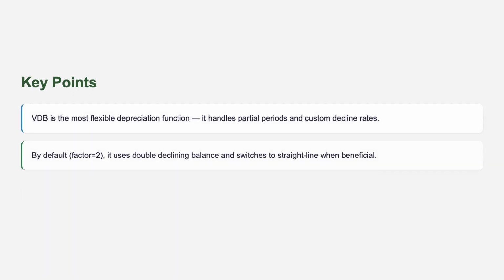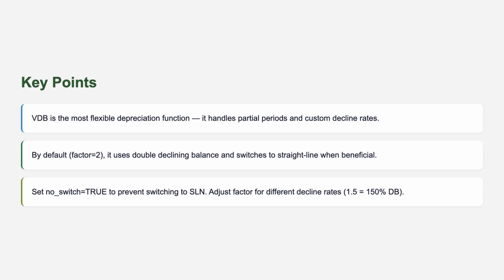Key points to remember. VDB is the most flexible depreciation function. It handles partial periods and custom decline rates. By default, with a factor of 2, it uses double declining balance and automatically switches to straight line when that becomes more beneficial. Set no switch to true to prevent switching to straight line. You can also adjust the factor for different decline rates, such as 1.5 for 150% declining balance.